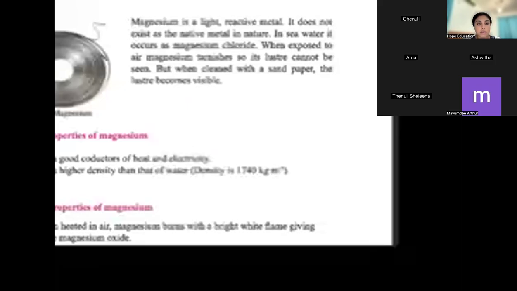Magnesium ribbon. Magnesium loses its luster when exposed to.